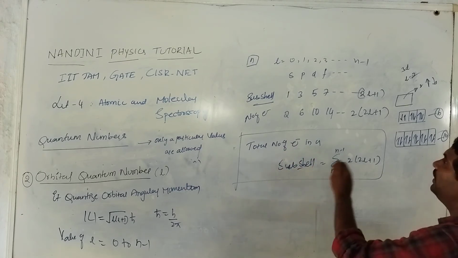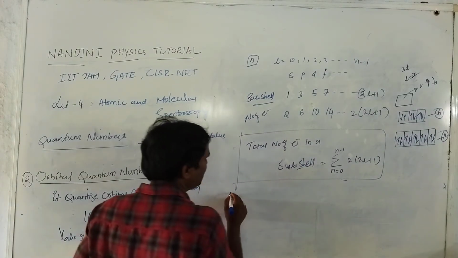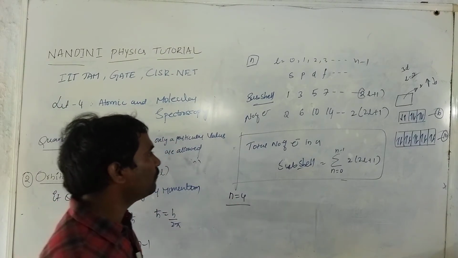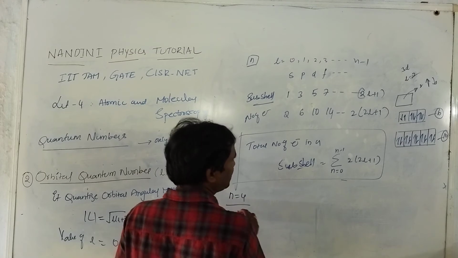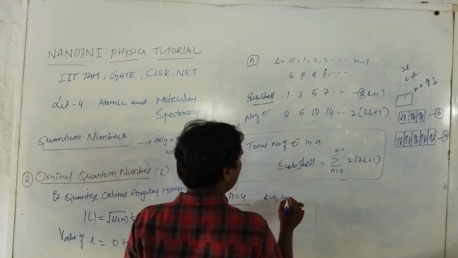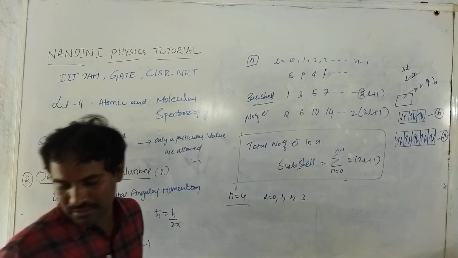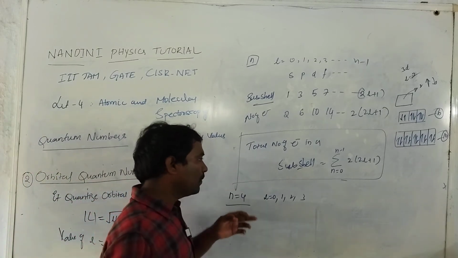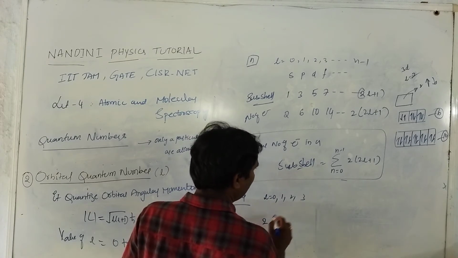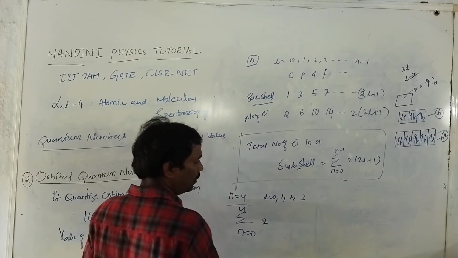If they are asking, for example, I will consider one example. Suppose you consider n is equal to the 4th state. If you consider the n value equal to 4, then what will happen? Simply substitute n is 4, which is nothing but L is equal to 0, 1, 2, 3, because the L value starts from 0 and goes up to n minus 1.